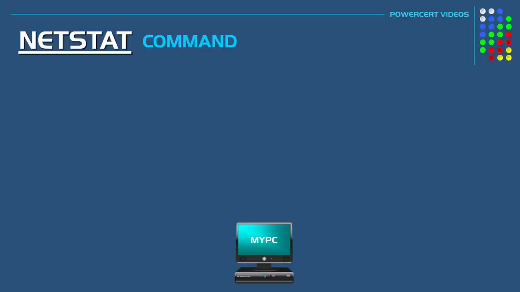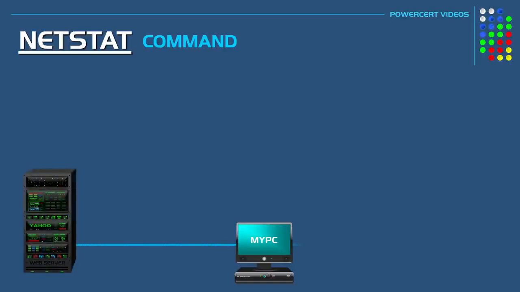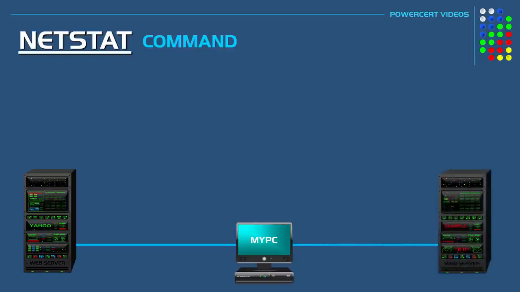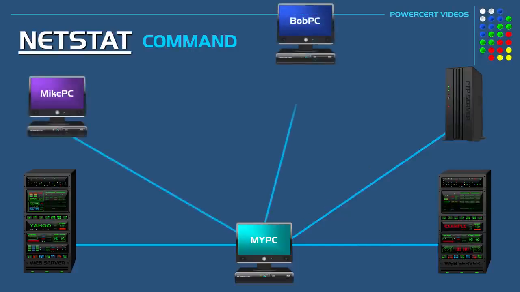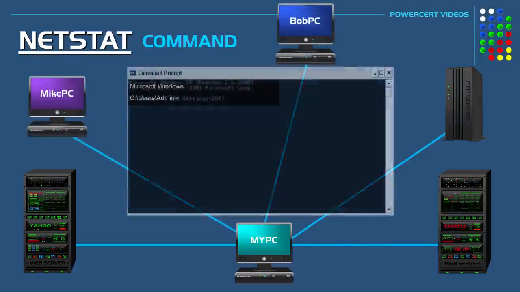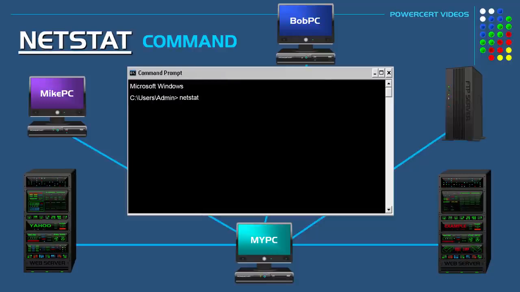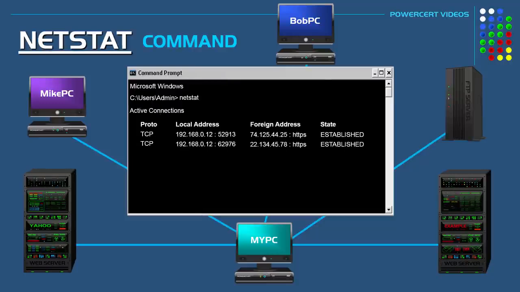So let's go ahead and have our computer connect to a couple of websites, such as yahoo.com and example.com. And then we'll also connect to an FTP server, and then we'll connect to a couple of local computers in our home. So now if we do the NETSTAT command again, in the output we'll see some activity.